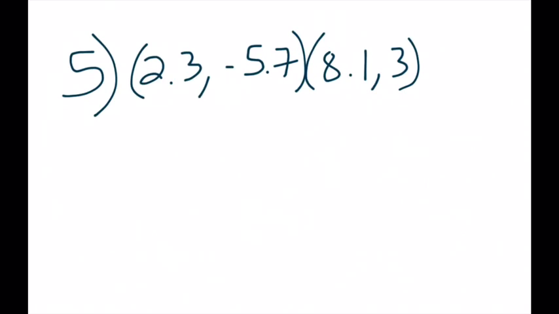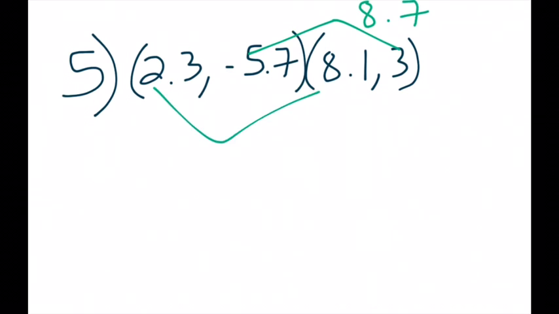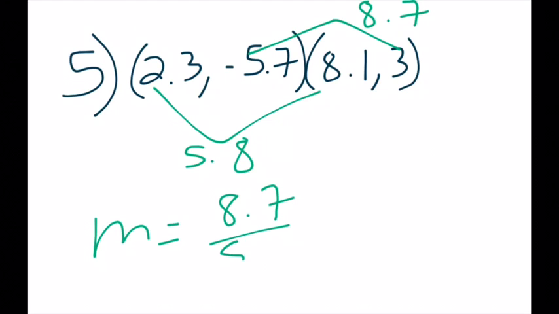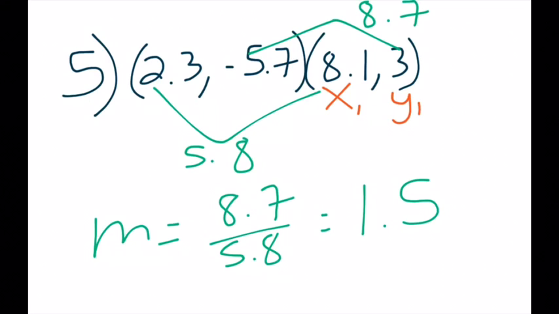For number 5, our change in y is 8.7. Our change in x is 5.8. So I get m equals 8.7 divided by 5.8, which is 1.5. Okay, I'm going to pick a point. I'm going to go ahead and just pick the second point here, x1, y1.